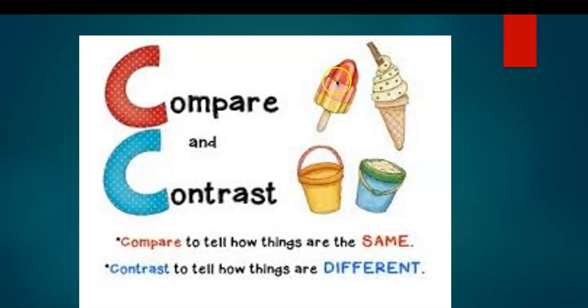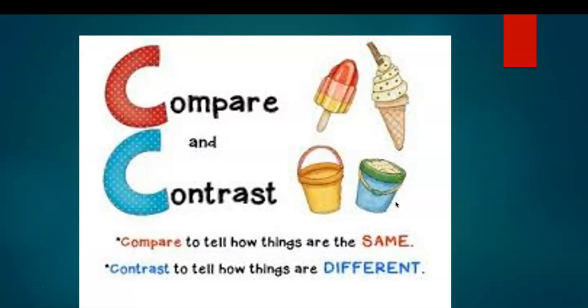Can you think of one way these two things up here are the same? Did you say they're cold? That's what I was thinking. Or maybe you were thinking, they're sweet. Those are ways that they're the same. When we contrast two things, we think about ways that they're different. Can you think about how these two buckets are different? How are they different? Let's contrast them. Did you say they're different colors? Or maybe you said one is empty and one is full of sand. Okay, so you know how to compare and contrast, how things are the same, how things are different.